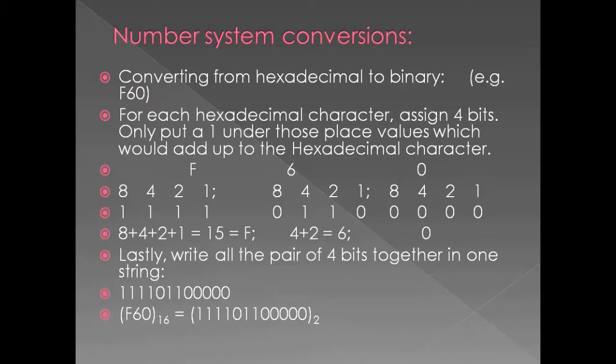How? For example F60, so for 0 all the values would be 0, so 0 plus 0 plus 0 plus 0 becomes 0. For 6, 4 plus 2 is 6, so just write down 1 in place of these 2 bits, whereas keep the 8 and 1 bits off. For F means 15, you have to turn on all the 4 bits, because 8 plus 4 plus 2 plus 1 equals 15 equals F. Lastly, write all the groups of 4 bits together in one string like this, again starting from the left hand side, and this would be your equivalent answer of F60 in binary.